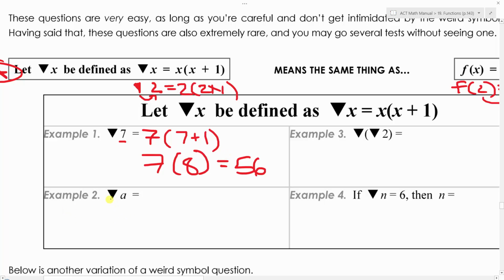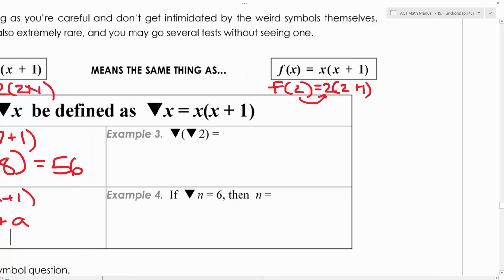Now, weird symbol a just means we're now taking an a and plugging that in for our x. So this is going to be a times a plus 1. If you want to distribute the a, you can. You get a squared plus a. That's all we can do there because we don't know what a is. So that's just an algebraic solution.